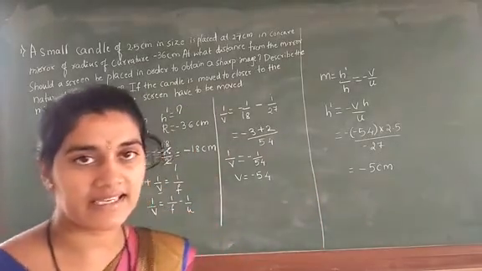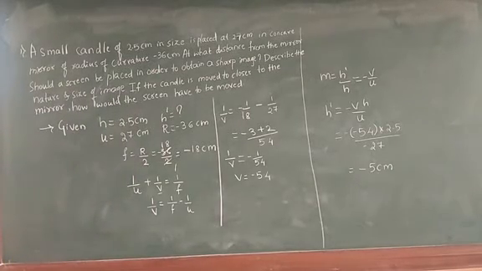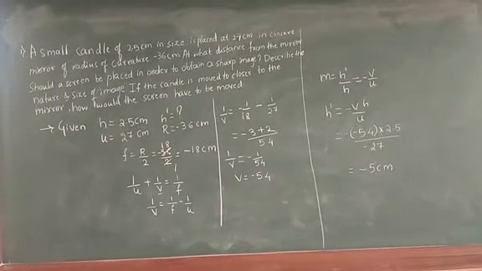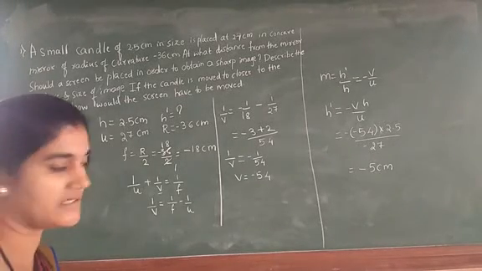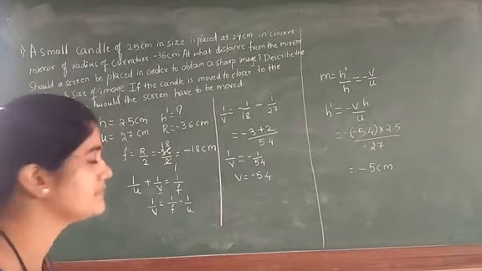Here we can tell that the height of the candle image is 5 centimeter. The negative sign indicates that the image is inverted and real. Therefore, if the candle is moved closer to the mirror, then the screen will have to be moved away from the mirror in order to obtain the image. This is the problem.